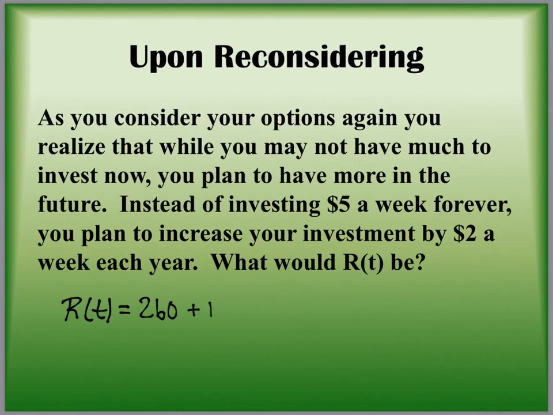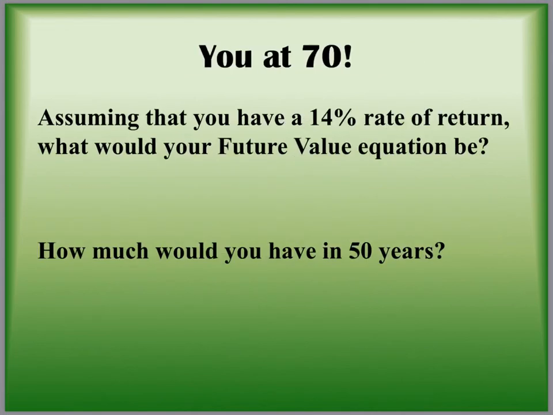104, that's right. $2 a week would be an investment of 104. So every year it's going to be 104 more than it was the previous year because it's going to go up $2 a week each time. Okay, so this is the amount that it changes every year if you're changing it $2 a week every year. So this is my R of t equation. So this right here is what's going to go back into our future value equation.